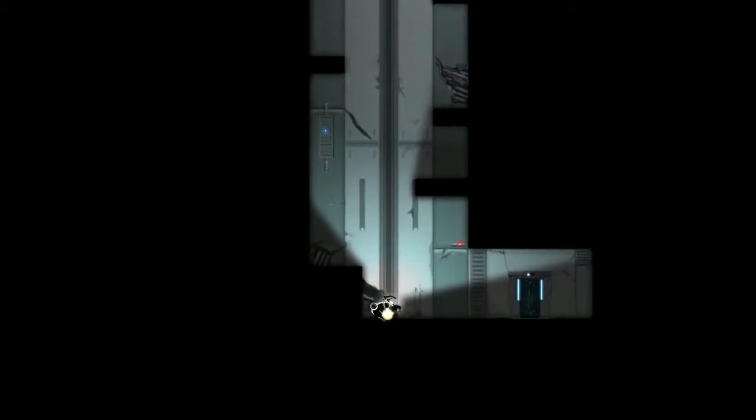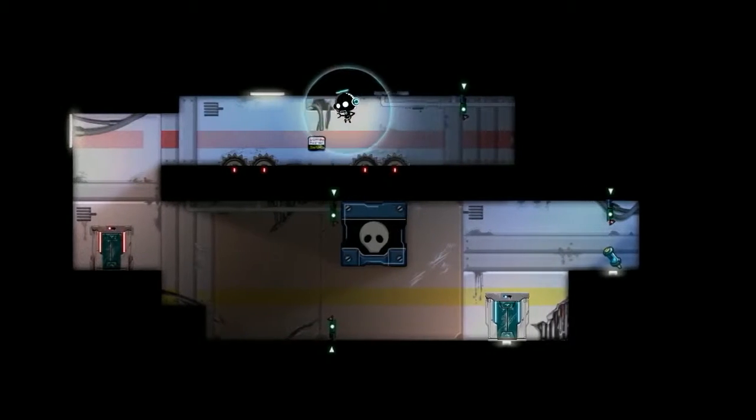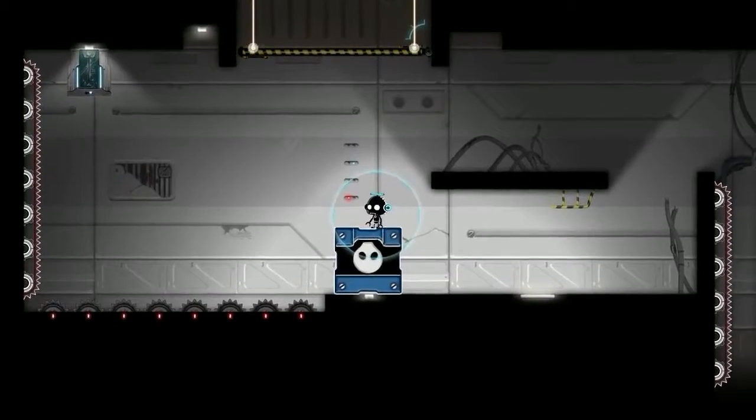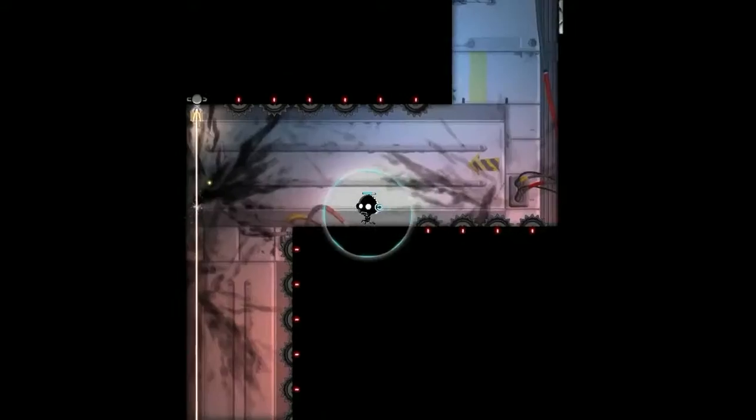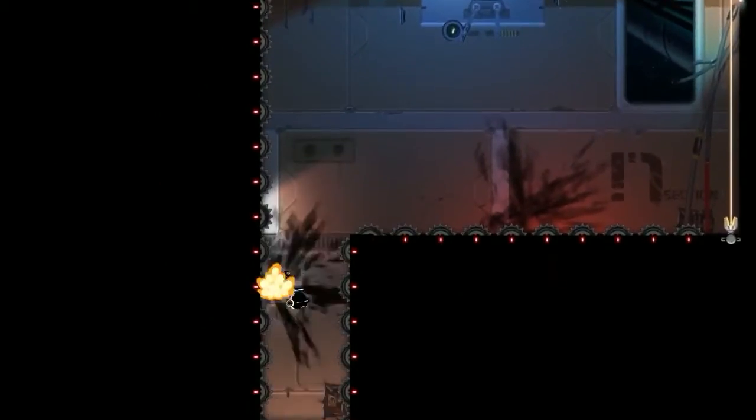Watch your step. We're honestly not sure what purpose is served by embedding hundreds of whirring saw blades in the station's walls, but they add a certain je ne sais quoi. And also the contractors refuse to remove them.